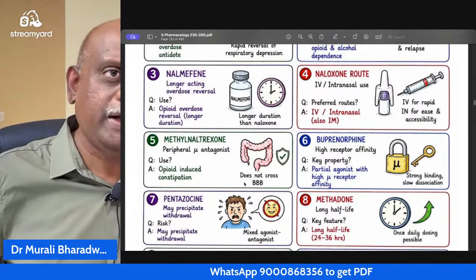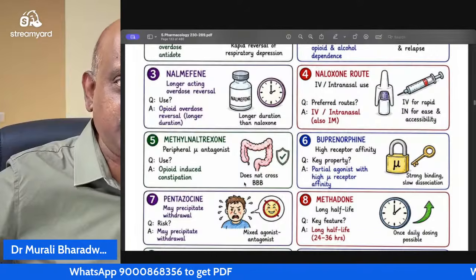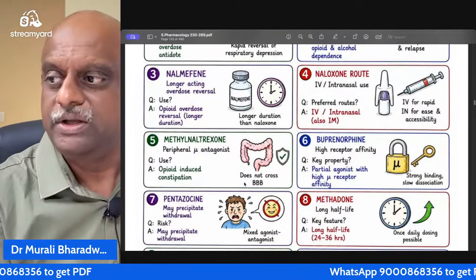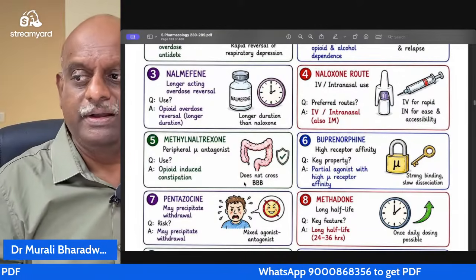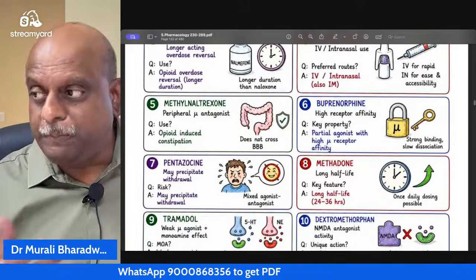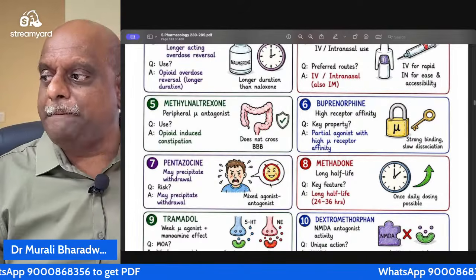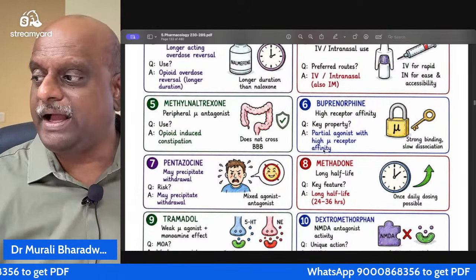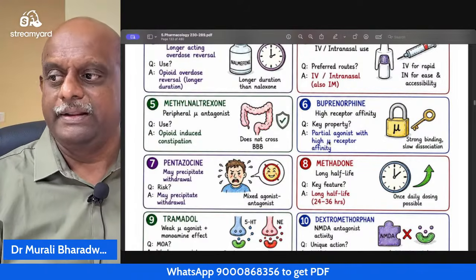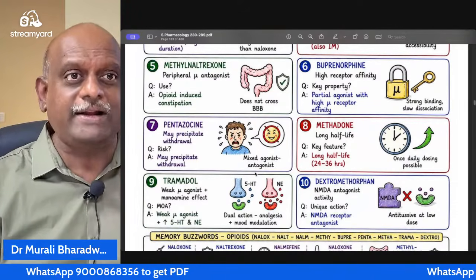Whenever somebody is using opioid and gets constipation, to reverse that, we use a mu antagonist, because constipation is because of mu receptors on which opioid works. So we use methylnaltrexone to reverse the opioid-induced constipation. Buprenorphine has a high receptor affinity. So it is a partial agonist with a high mu receptor affinity. Then pentazocine is a mixed agonist antagonist.